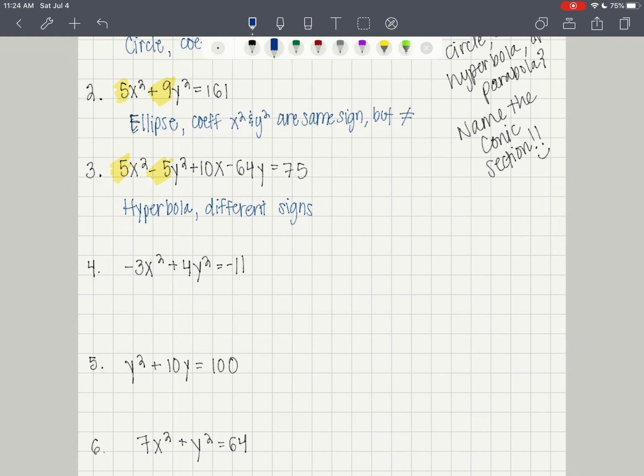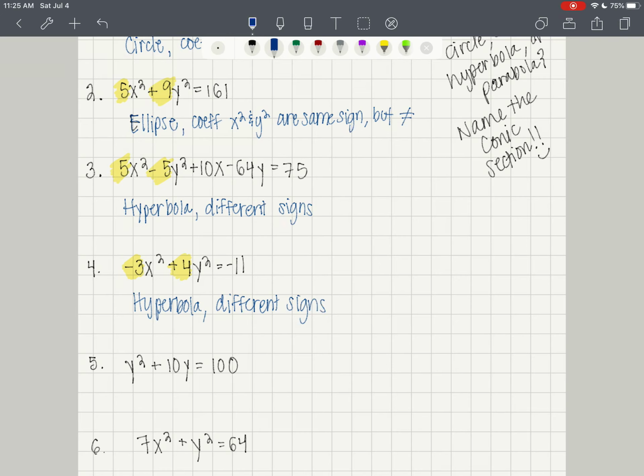Negative 3x squared plus 4y squared equals negative 11. It's all about those squared terms. Coefficient of x squared, coefficient of y squared, that too is a hyperbola. Different signs. Simply just different signs.